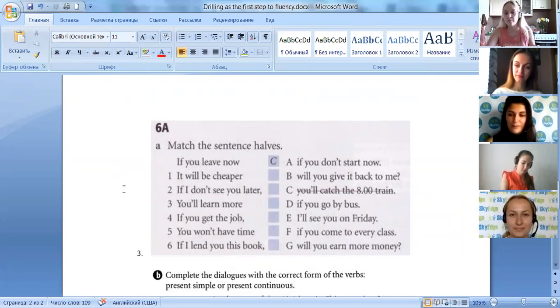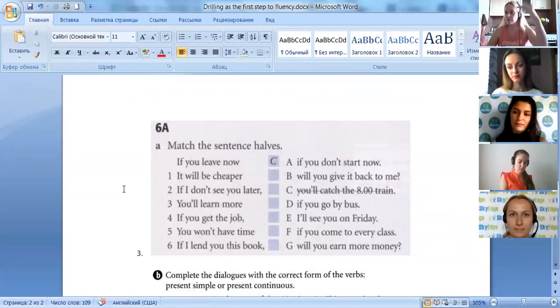You learn more if you come to every class. Okay, brilliant. And look, then we change with the student, right? And the student remembers the first part. I read the second. The student remembers the first part with conditional clauses. Okay. And after that, what do you think? What happens? Probably to repeat the whole sentence without looking.